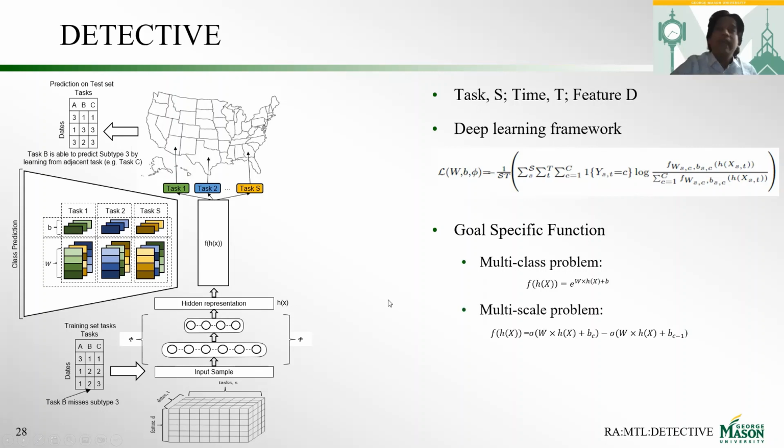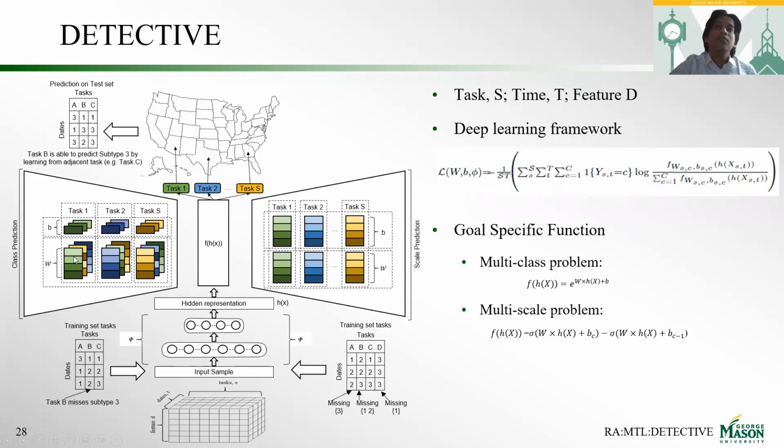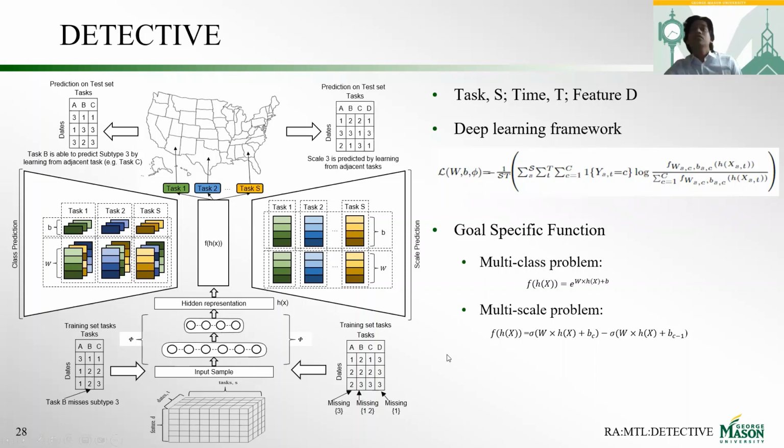Then it can be a multi-scale problem. In that case, instead of using this function, you plug in this function here. You start with the input data, then use the scale prediction. You see it has a lot of weights, but for each task you only have one. For different subtypes you do not need different weights because this is a scale problem. But here you have different biases or thresholds which maintain the ordinal regression and predict the scale of each state. That's how we can do the prediction.